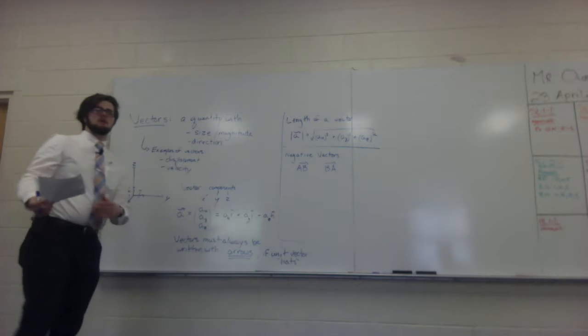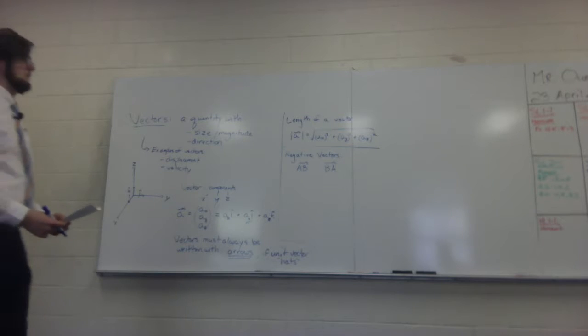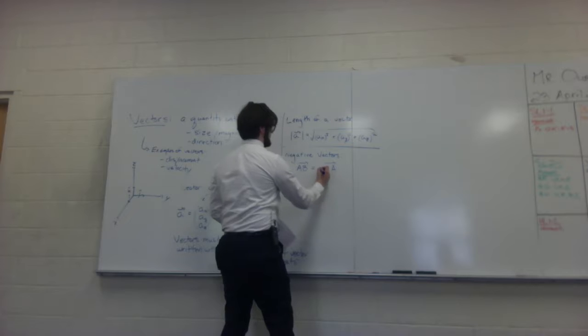How does vector AB relate to vector BA? Negative BA would be the same thing as AB. Right, negative BA would be the same as AB.